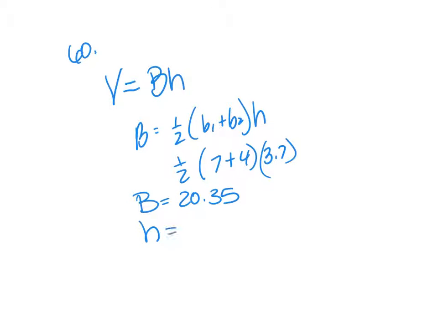Now you have the height of the whole prism. If you put the trapezoid on the ground, how high is it? And it's 6 feet high. So multiply that by 6, and you'll get 122.1.